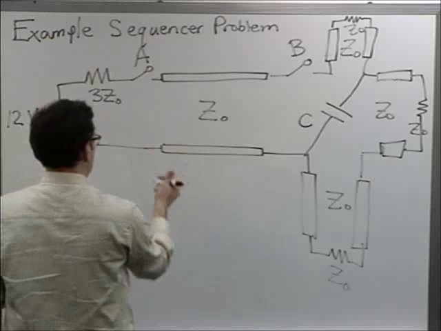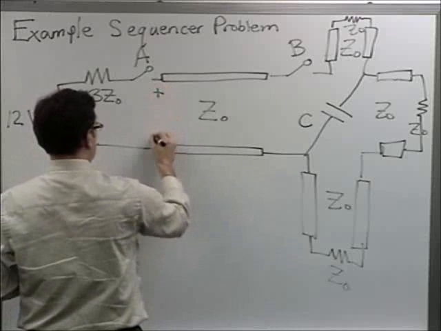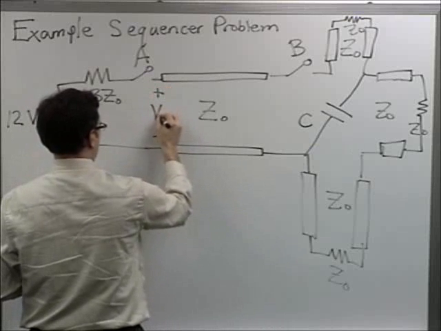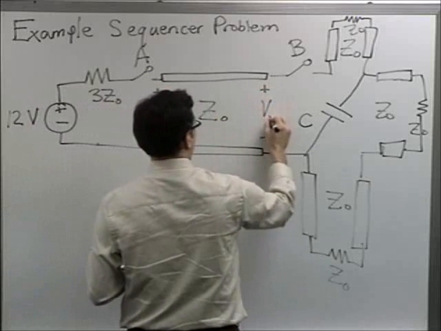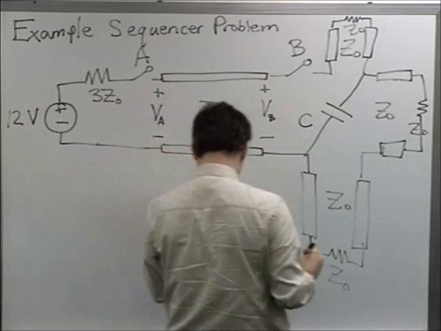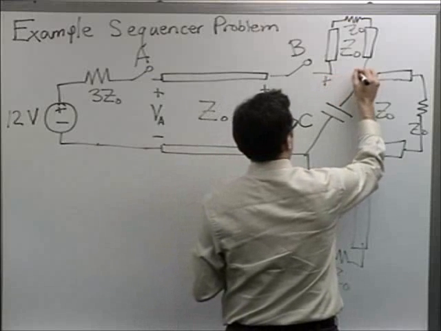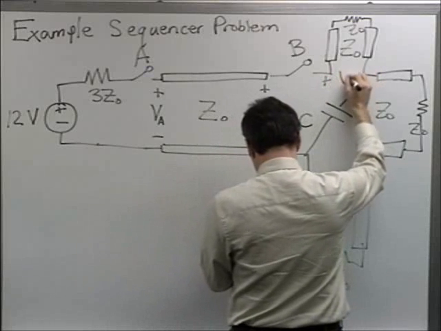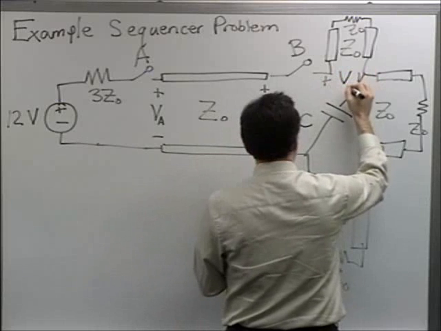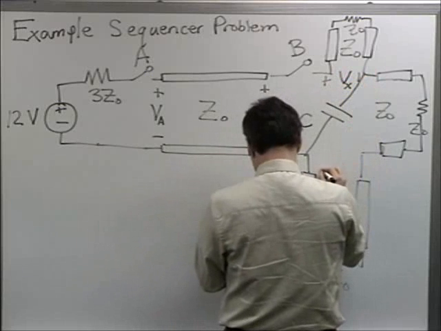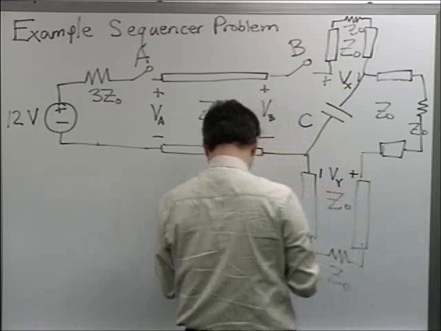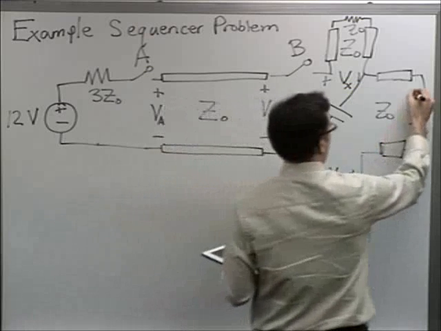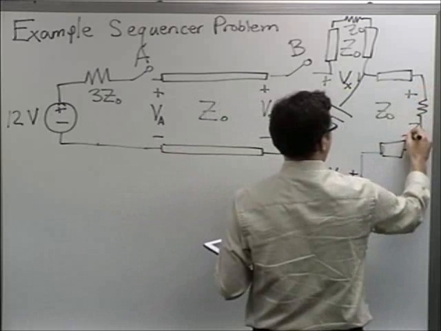So let me label a couple of key voltages that I want to look at during the course of the operation of this circuit. V sub A and V sub B. There's going to be a voltage at the front of this line. I'm going to call it V sub X. Voltage here, I'm going to call it V sub Y. And I'm going to have a load voltage at the end of the line, V sub L.